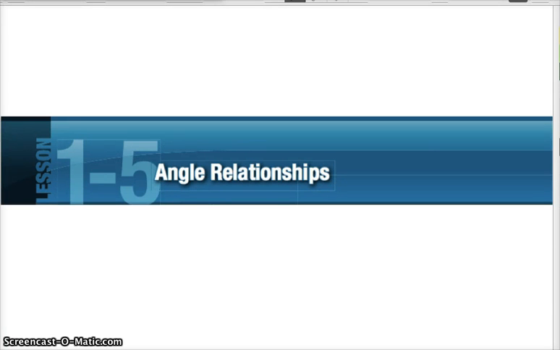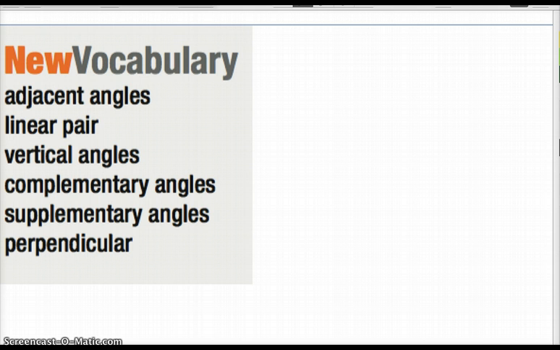Hey, geometry friends, here we are still looking at chapter 1, but we're in section 5, and today we'll discuss angle relationships. Our vocabulary today helps us focus in on some concepts and some ways angles relate to one another. So please definitely take note, draw little pictures to give yourself a visual representation of each of the things we talk about.